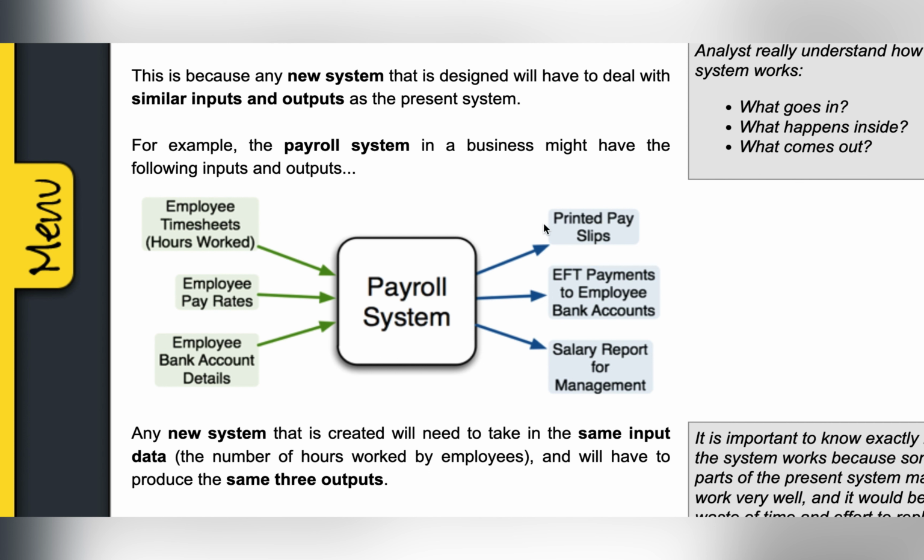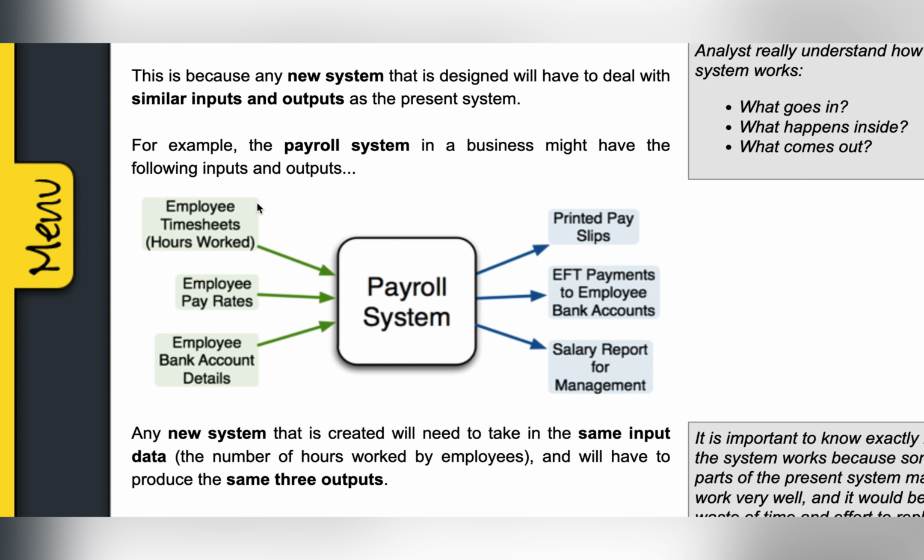Now what are the outputs? One of the outputs is the printed pay slip. Every worker at the end of the month gets the pay slip, a printed pay slip that they take home to keep. And this is one of the outputs. Another output is the EFT payment to the employee's bank account, your payment from the organization to your bank account. Another output is the salary report for management, a report sheet for the management to do analysis. So these are outputs you get from a payroll system, and these are the inputs.